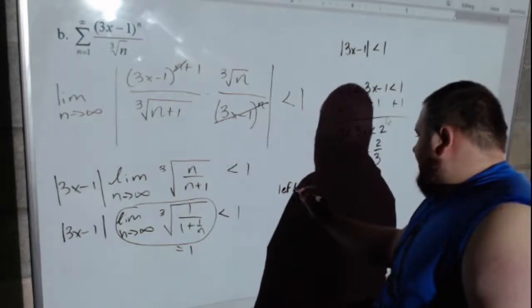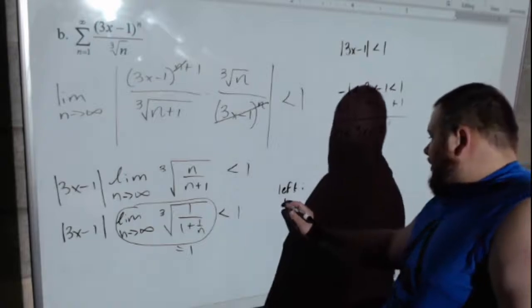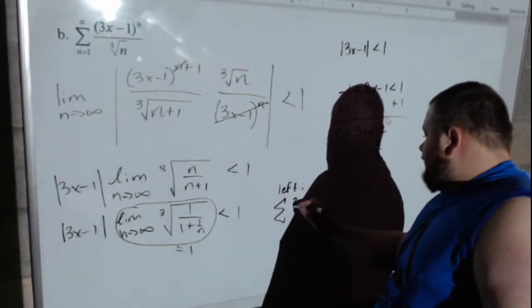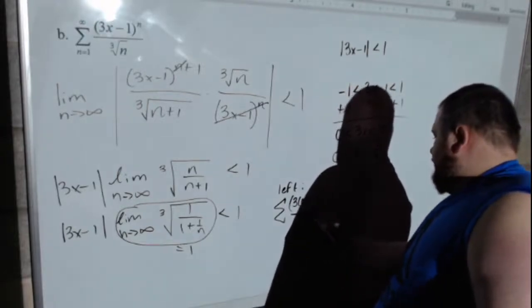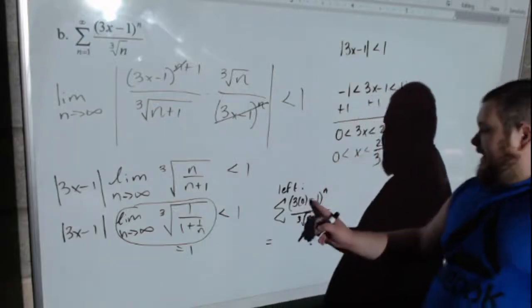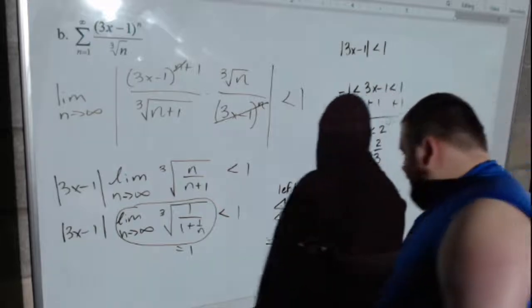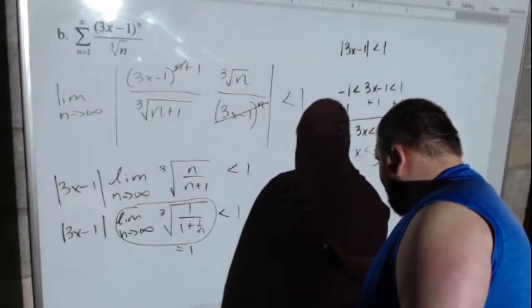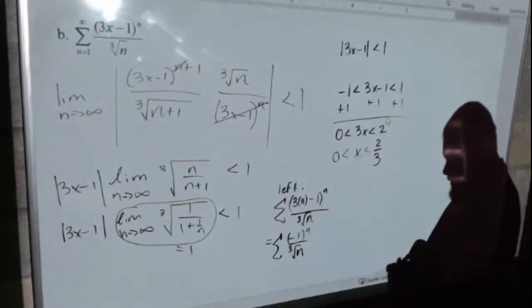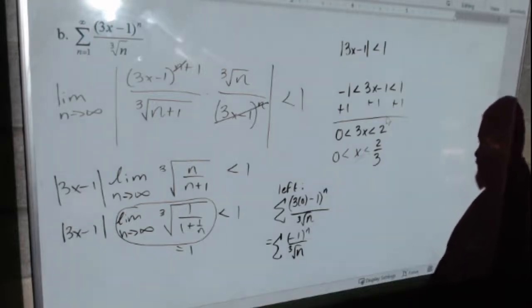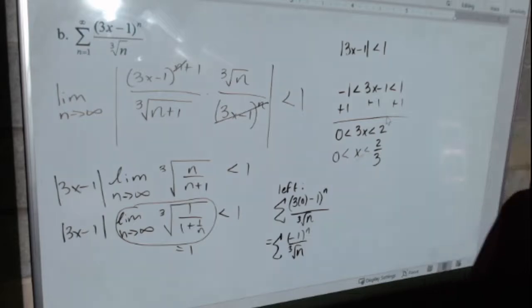So let's say left, for left endpoint. Plug 0 into the original sum. If I do that, I get -1 to the n over the cubed root of n. What kind of series is that? That is an alternating series. Good.